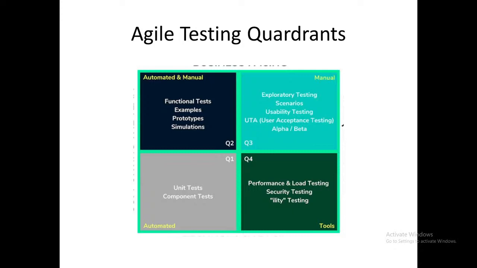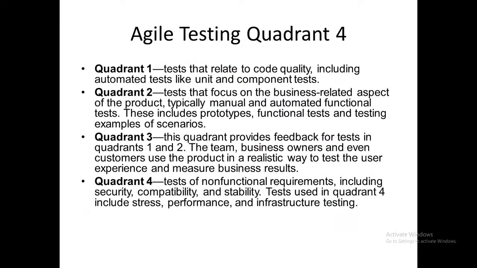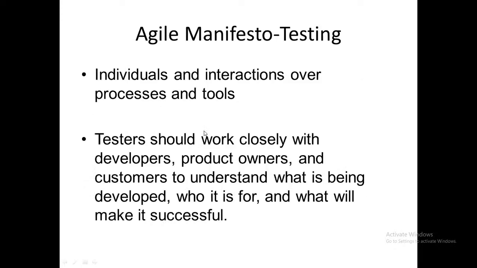So there are four quadrants of Agile testing. First quadrant unit and component testing, second quadrant functional testing, third quadrant exploratory testing, fourth one performance testing. Okay, so this is what we discussed till now. Tests that relate to code quality include unit and component tests. So there are four quadrants of tests.